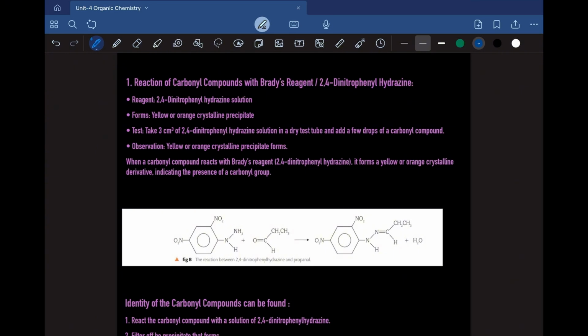Now the first reaction of carbonyl compounds is with Brady's reagent. This is Brady's reagent. So why do we carry out this reaction? Let's say you have got a carbonyl compound, but you don't know whether it is an aldehyde or a ketone, because aldehyde and ketone are both known as carbonyl compounds. To figure out whether it is an aldehyde or ketone, we react the carbonyl compound with Brady's reagent, which is 2,4-dinitrophenylhydrazine.